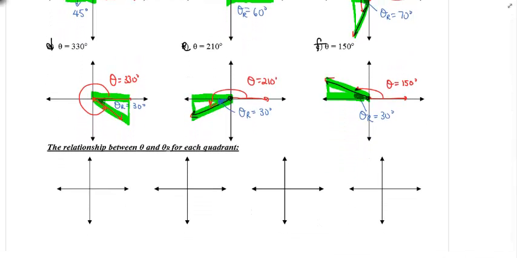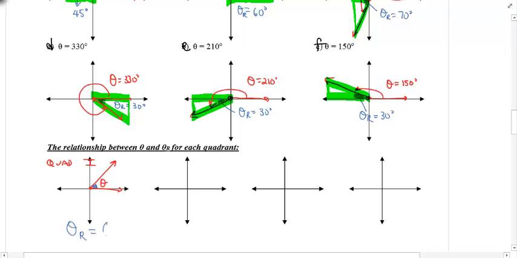So our first one, let's assume what happens is the angle theta is in the first quadrant. Okay, so this is quadrant number 1, right? Quadrant number 1. So what happens in this case? What is the reference angle? Well, the reference angle is the same thing. So theta r is equal to the angle theta in quadrant 1. We're going to do them all.